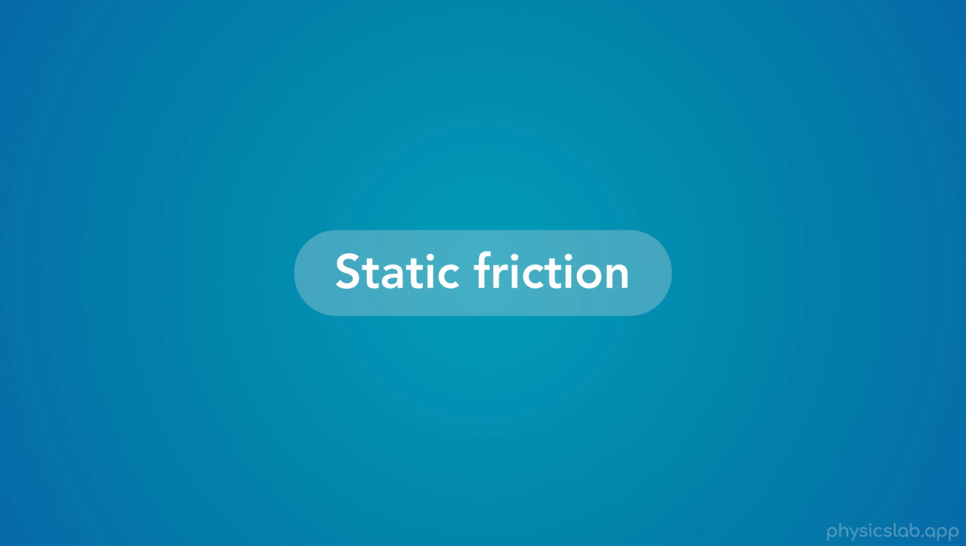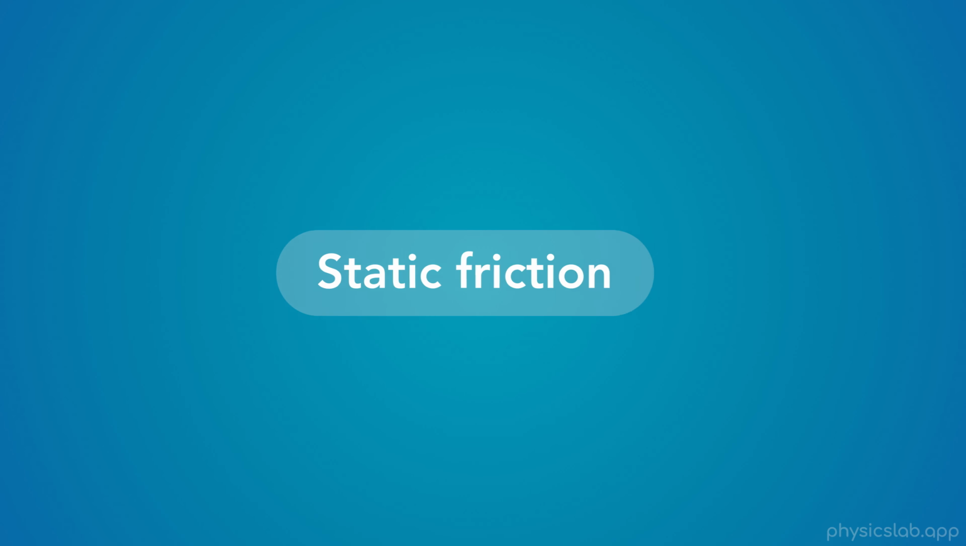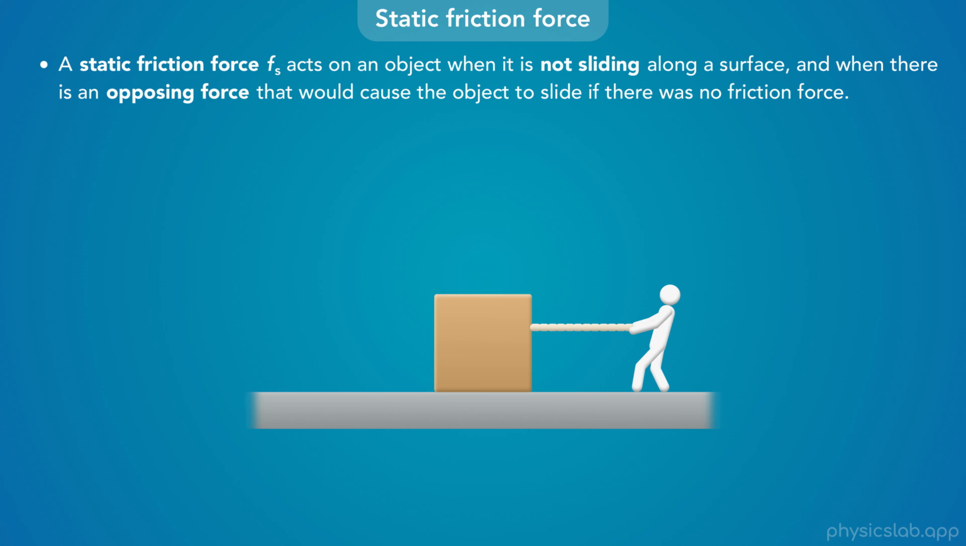So, what is static friction and how does it work? A static friction force, which we label Fs, acts on an object when it is not sliding along a surface, and when there is an opposing force that would cause the object to slide if there was no friction force.